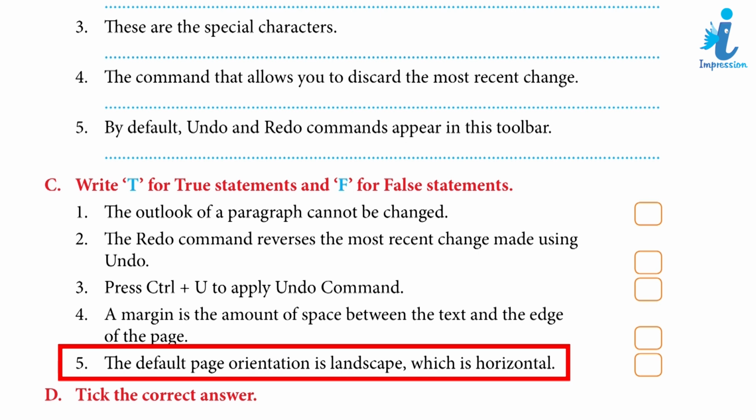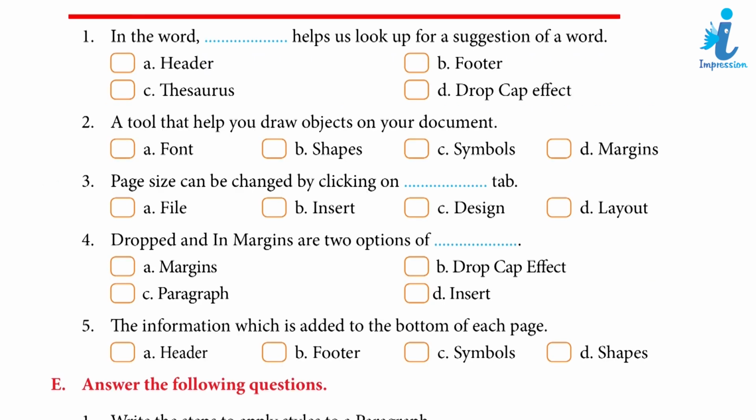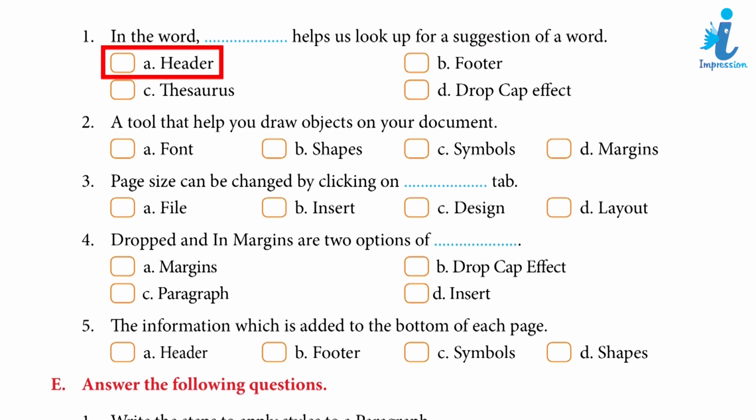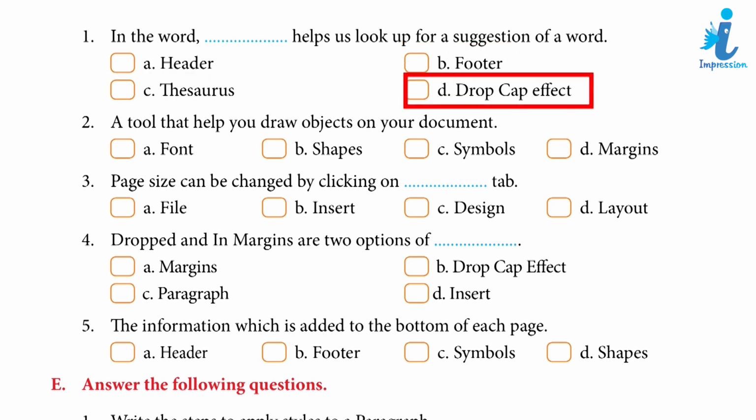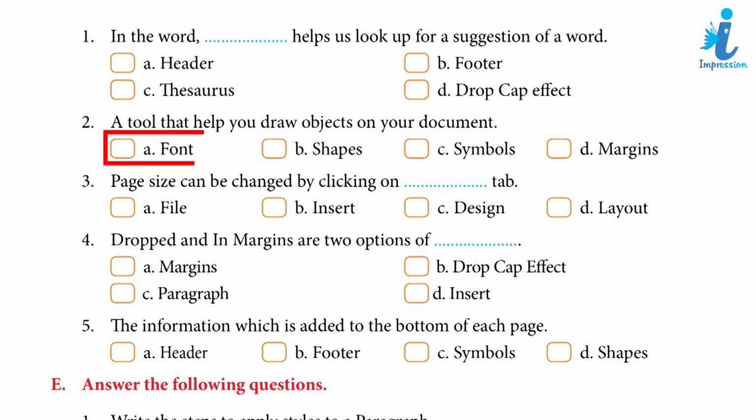5. The default page orientation is landscape, which is horizontal. Answer: false. D. Choose the correct answer. 1. In the word dash helps us look up for a suggestion of a word. A. Header. B. Footer. C. Thesaurus. D. Drop cap effect. Answer: thesaurus. 2. A tool that helps you draw objects on your document. A. Font. B. Shapes. C. Symbols. D. Margins. Answer: shapes.